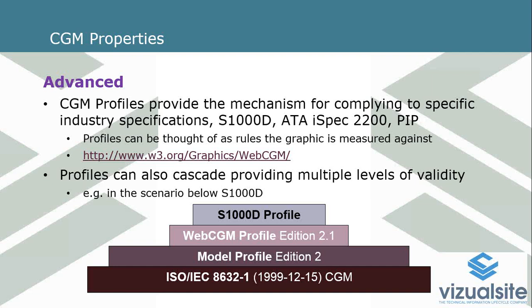The other thing is that these profiles can actually cascade, so you can layer them one on top of the other. So we have CGM, the ISO standard at the base, and layered on top of that is obviously a model profile and a web CGM profile, and then we get to the S1000D profile, which is more a set of business rules, so that we have a complete file that we can validate against for that particular specification, which is a powerful thing to be able to do.